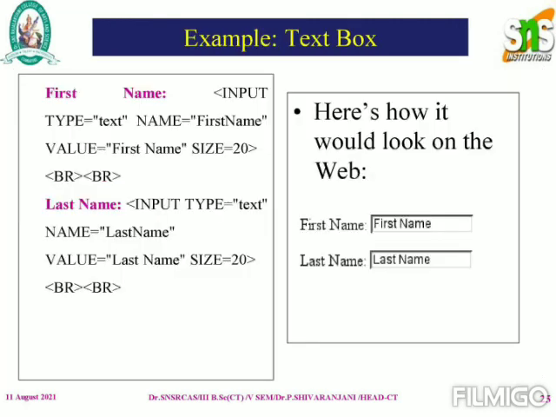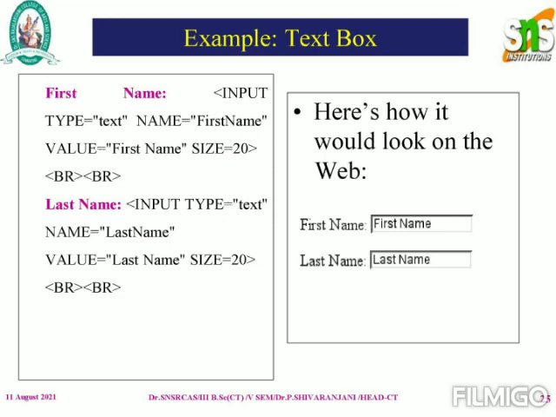Next, we'll see the examples of the text box. Now I have created two text boxes. One is first name, and another one is your last name. Here the input type equal to text, the name equal to first name, the value equal to first name. So the name of the particular text box is first name, and I have assigned the value, that is the content to be displayed in the text box, as first name, and the size of the text box should be 20. And then I'm giving it 2 line breaks. After that, I'm creating another text box called last name. The name is last name, the value is also given as last name, the size of the text box is 20, and I've given 2 line breaks.